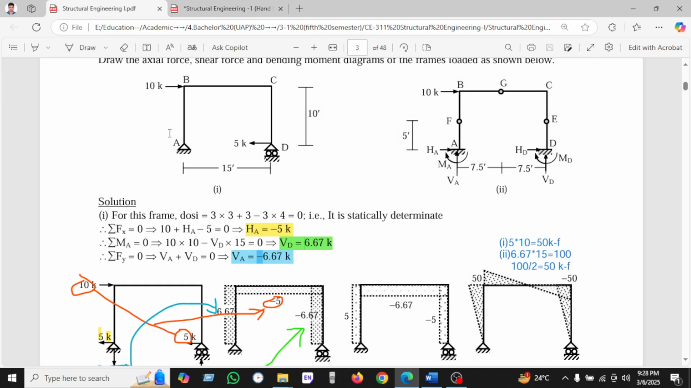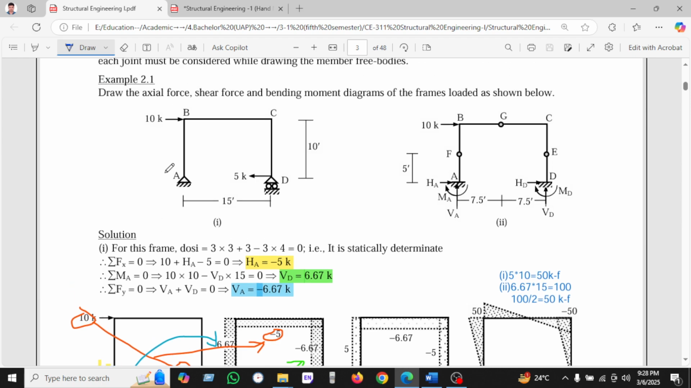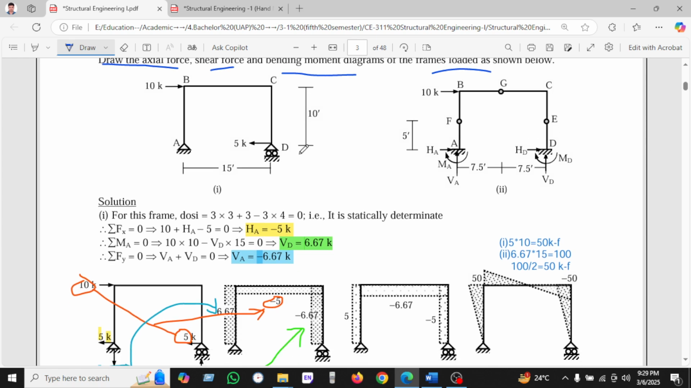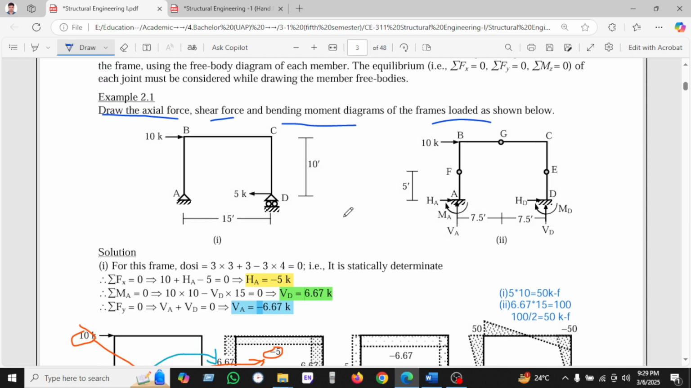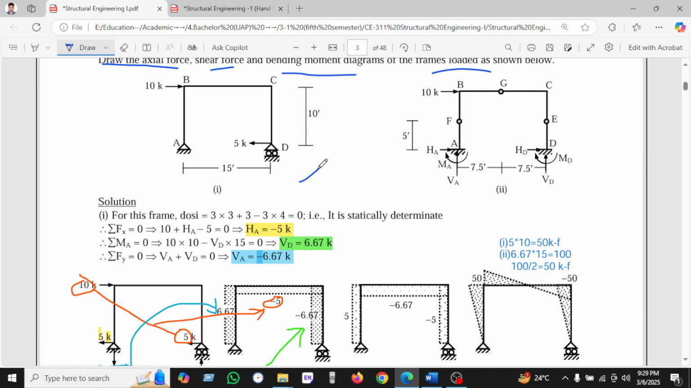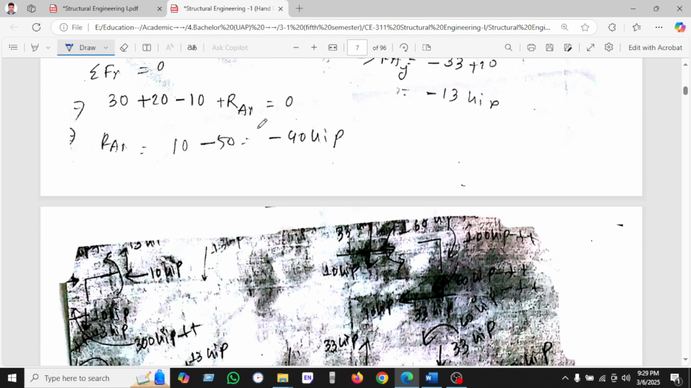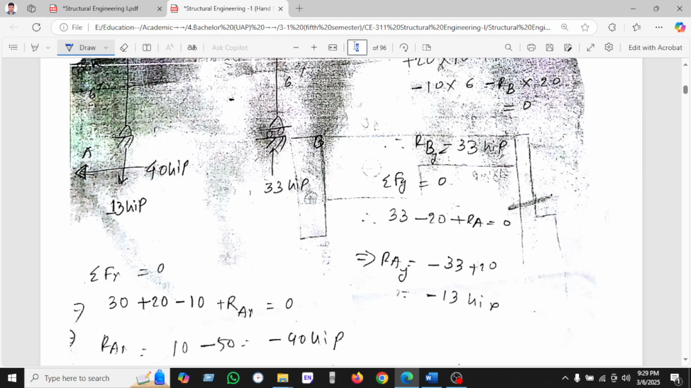So let's see another example. As we have been seeing, it is taken from Professor Dr. Anam sir. Draw the axial force, shear force, and bending moment diagram of the frame loading shown. We have been seeing two types of examples. So firstly, we are seeing this example. We have been using the DOSI as we have seen in the previous class, how we calculate the DOSI.